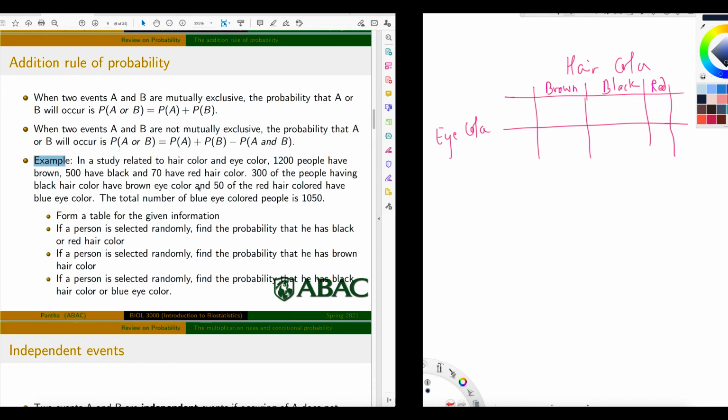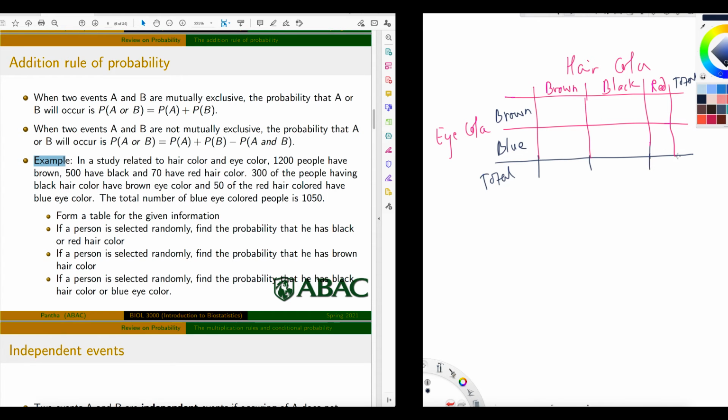And how many eye colors are there? Brown eye color and blue eye color. There are just brown eye color and blue eye color. Okay, I want to complete that table, and we will do the total also. Let me write down total.